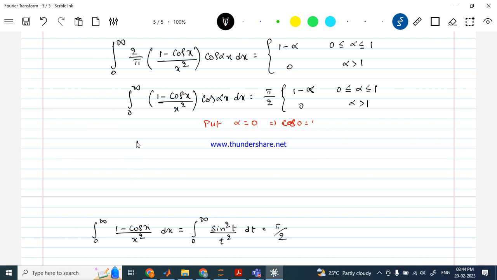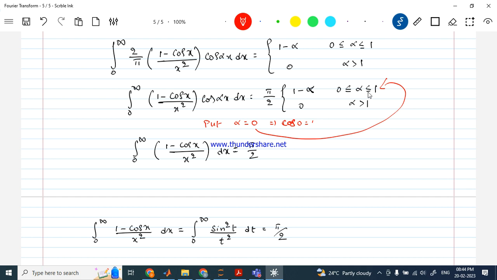Okay, let me do that. So it will give us the integration from 0 to infinity of (1 minus cos x) by x square. This is equal to pi by 2 times cos 0. So alpha is 0. Alpha equal to 0 lies in which interval? Here alpha equal to 0 lies in this interval.